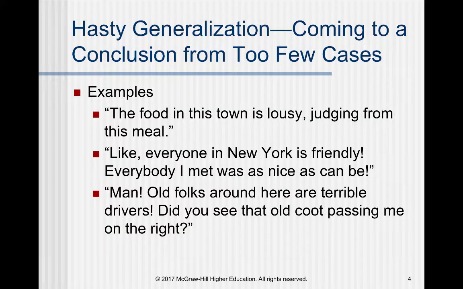In hasty generalization, this fallacy occurs because we're using too few examples to come to a general conclusion. We make a sweeping declaration about the entire population of something based only on a few, and sometimes even only one, example. This first argument: the food in this town is lousy judging from this meal. One meal in one restaurant can't even begin to support that contention. It's not even evidence that all the food in that particular restaurant is lousy. It's only evidence that that particular meal was lousy.